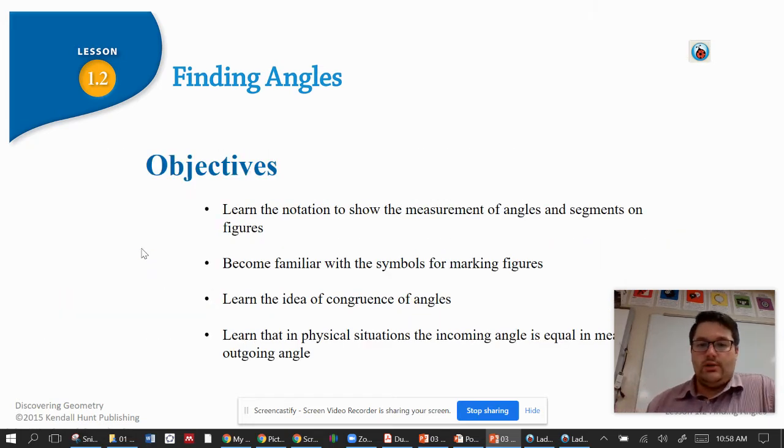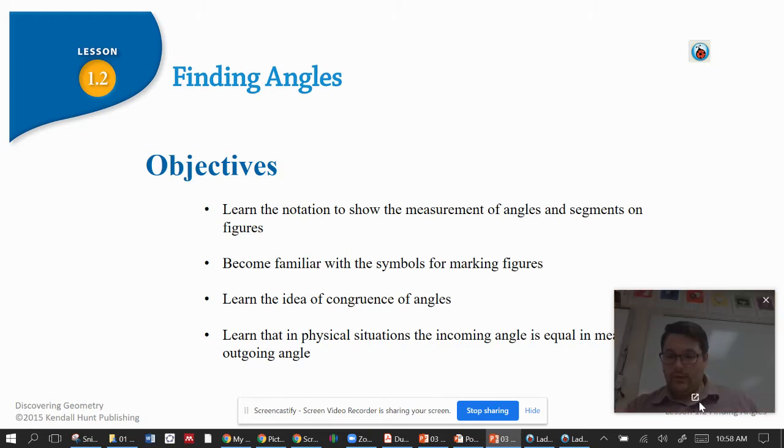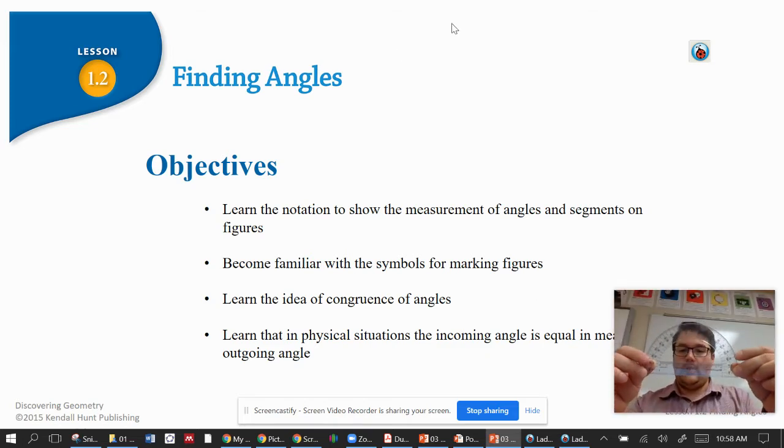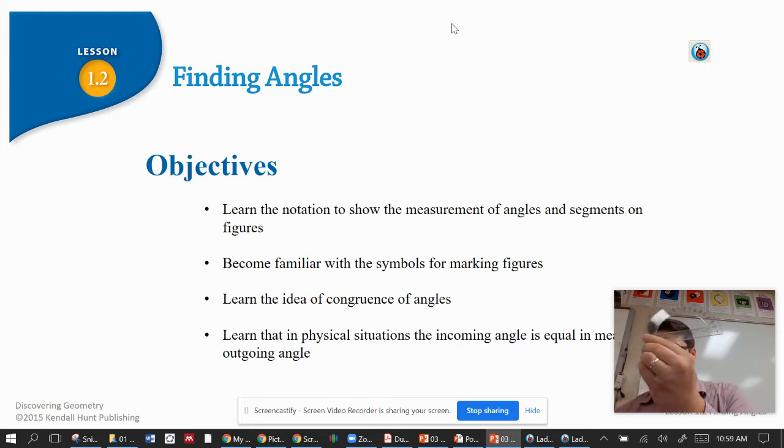Kind of learning the notation of how we show angle measurements and how we show that angles are congruent and things like that. And then also talking about how to measure an angle. If you don't already have one of these, you're going to want to get a protractor. I will put one that you can print off and cut out on the resources link on Canvas if you don't have one. But something like that is probably going to set you back a grand total of about 50 cents if you go to a store. So it's definitely something you're going to need this year.